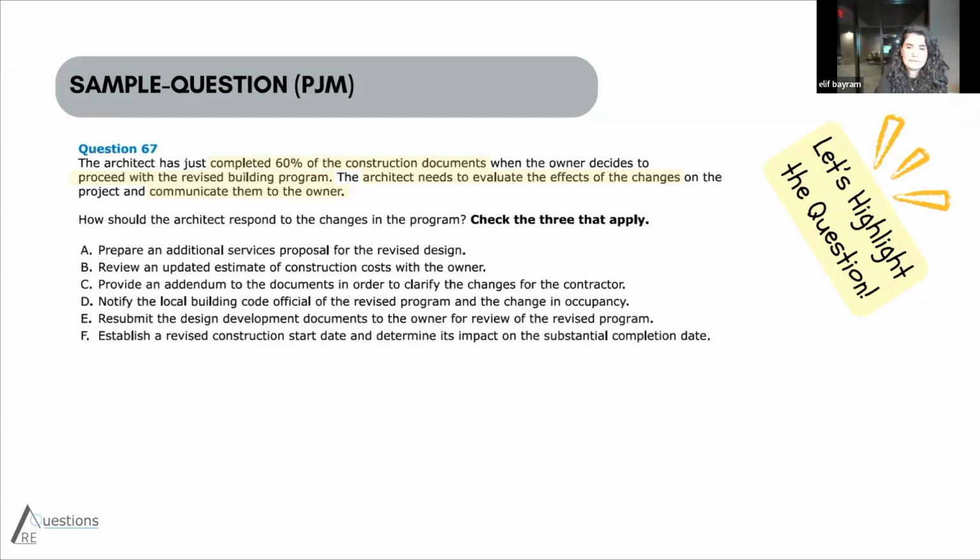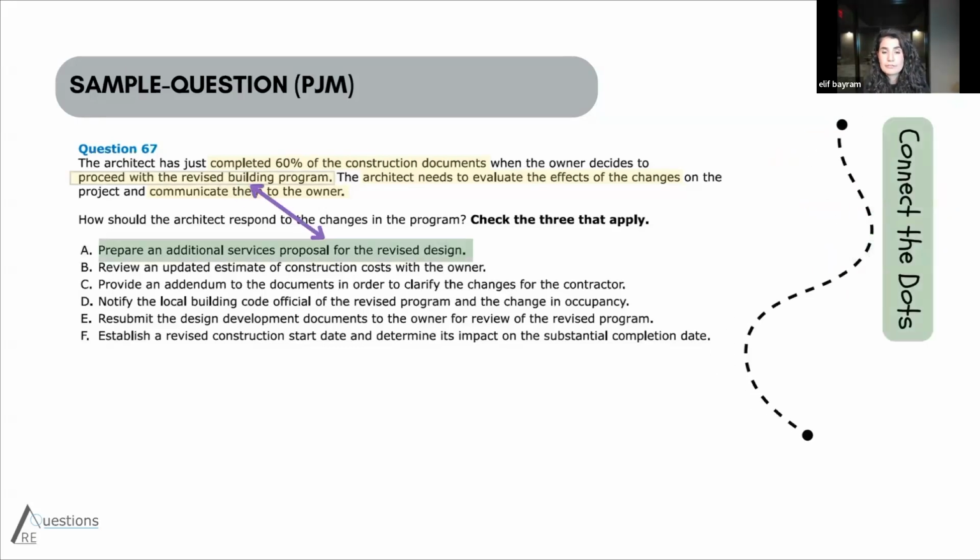So now let's look at the first option. It says prepare an additional services proposal for the revised design. So who do you prepare this for? To the owner, right? And what did the question say? Communicate them to the owner. So when you provide an additional service proposal for the revised design, you are doing it to communicate to the owner. The other thing is the word revised, right? It says proceed with the revised building program, proposal for the revised design. So you are doing a revision on your design and you have to communicate to the owner. I think option A checks a few points in the question. So I'm going to highlight it with green.